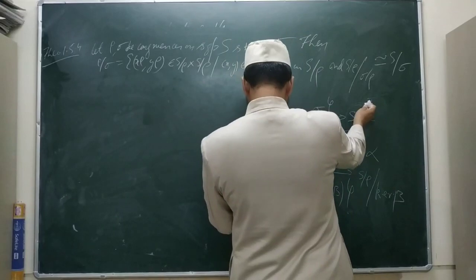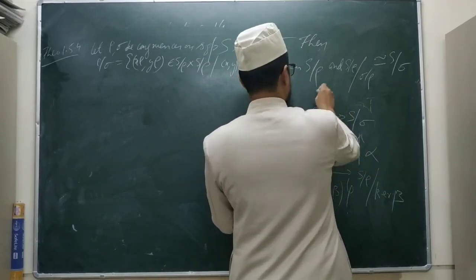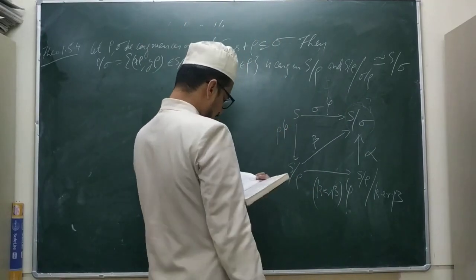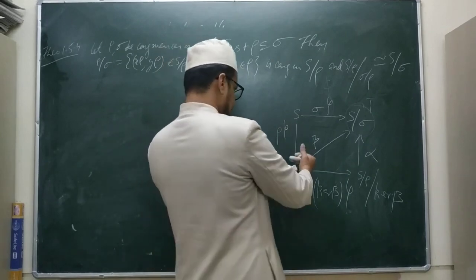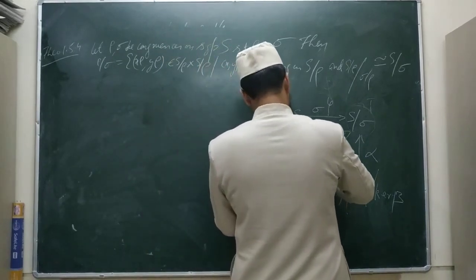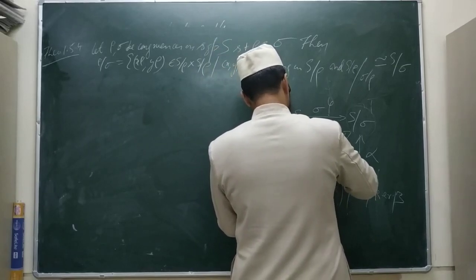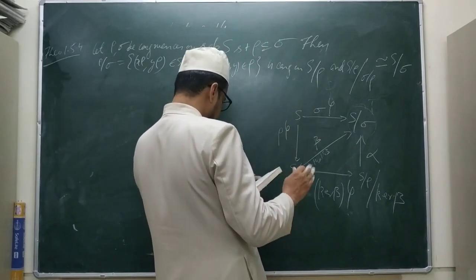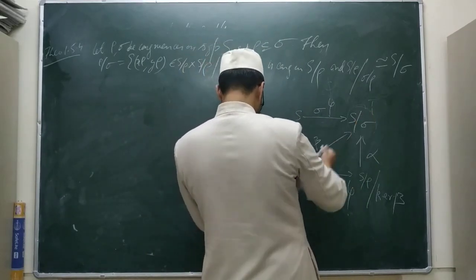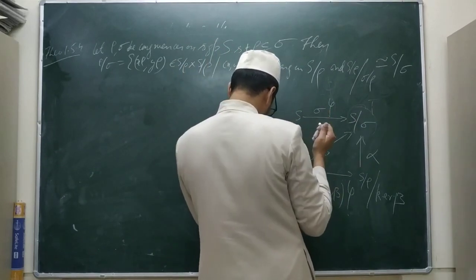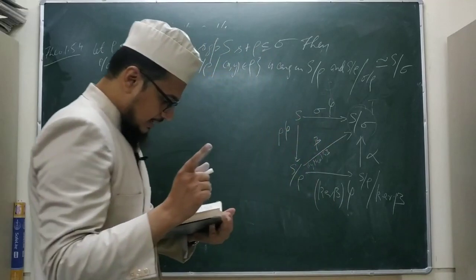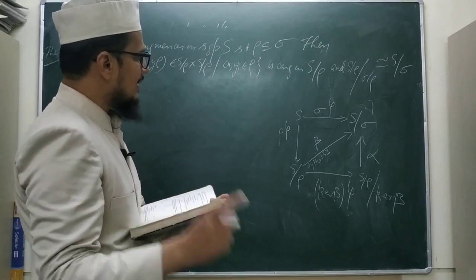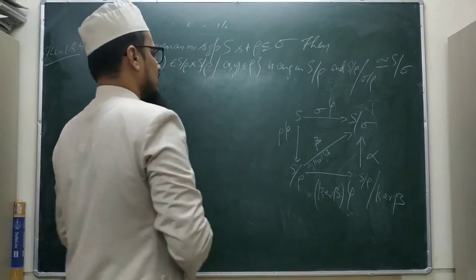See, from S to T, what you have? You assume this as a phi. Phi is a morphism from S to T. Then what you have? S to S by rho. You have rho natural. Then by theorem 1.5.3, remember, there exists a unique morphism from S by rho to T, that is S by rho to sigma. You have this thing. But to apply this theorem, one thing is that rho must be contained in kernel phi.